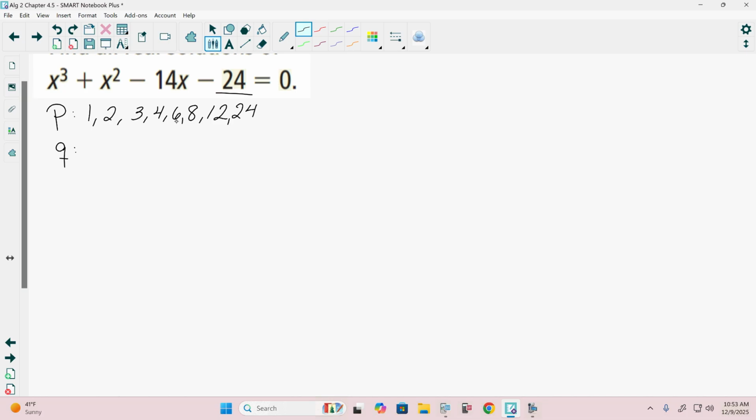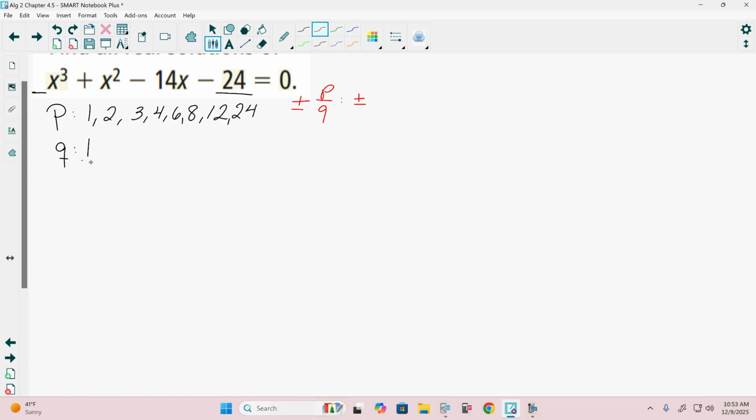Q is the factors of the leading coefficient, the number in front of the variable with the biggest exponent. In our case, they didn't write it, so it's understood to be what? 1. Plus or minus P over Q. So in front of each one, we'll put a plus or minus.